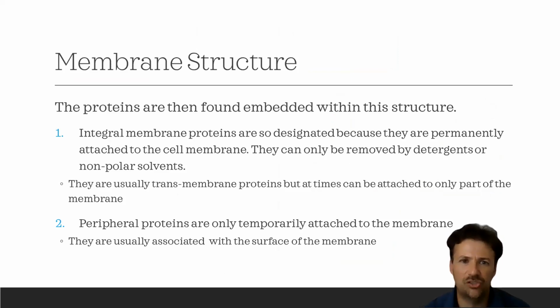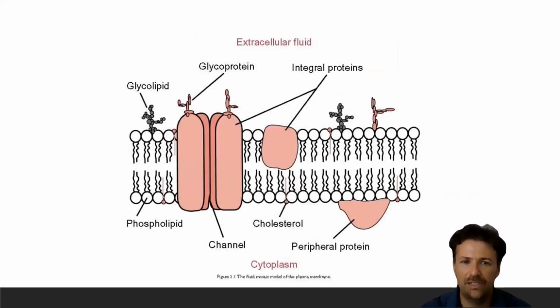Now, inside of that bilayer structure, we just said there are proteins embedded. And we classify these proteins in two ways. We talk about integral proteins and peripheral proteins. Integral proteins are designated because they're usually attached to the cell membrane and they can't be removed. The vast majority of these are what we call transmembrane proteins. They span the entire length of the membrane. And you can see an example in this diagram here. This would be a transmembrane protein, which also forms a channel and allows substances to move in and out of the membrane.